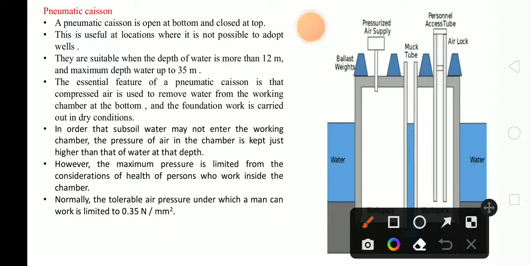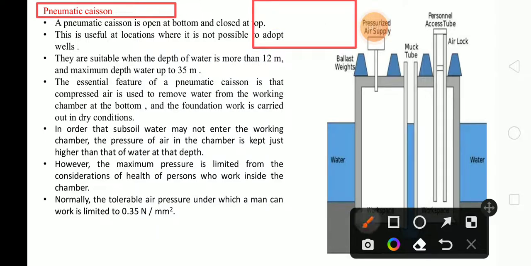A pneumatic caisson is open at the bottom and closed at the top. This is useful at locations where it is not possible to adopt the other types. They are suitable when the depth of water is more than 12 meters, up to a maximum depth of water of 35 meters. The essential feature of pneumatic caisson is that compressed air is used to remove water from the working chamber at the bottom, and foundation work is carried out in dry condition.